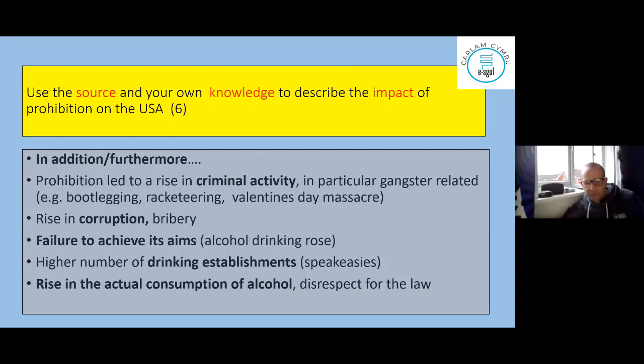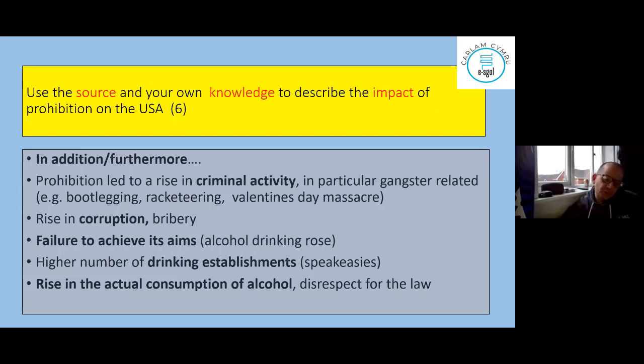And of course, at the top of the page, I've highlighted the issue of gangster violence and gang-related crimes, like bootlegging and racketeering. Bootlegging, you remember, was the illegal smuggling of alcohol, mostly across the border from Mexico or Canada. Racketeering, protection money paid to gangsters such as Al Capone.